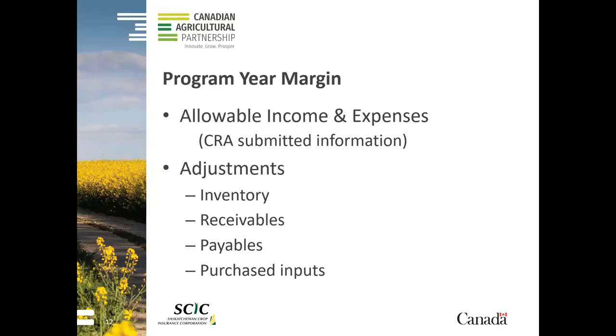So the program year margin, when we look at your allowable income and expenses, these come directly from your income tax that you filed to the Canada Revenue Agency. And then we also look at adjustments: inventory, receivables, payables, and purchased inputs. This information comes from the supplementary forms that you fill out, or your form preparer fills out, and submits to AgriStability.